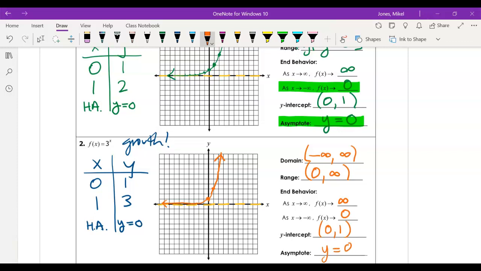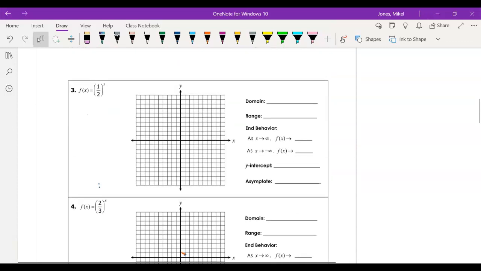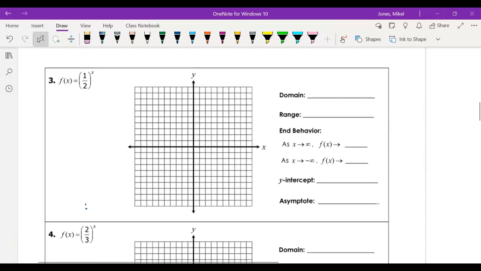So for all of these parent functions that are exponential growth, this stuff over here on the side looks identical, right? And there's really not much different about this graph, except that it grows a lot more quickly because it triples rather than doubles, right? Something that triples over time is going to grow more quickly. Okay? All right. So now, f of x equals 1/2 to the x. What kind of exponential function is this? Decreasing, which we call decay.